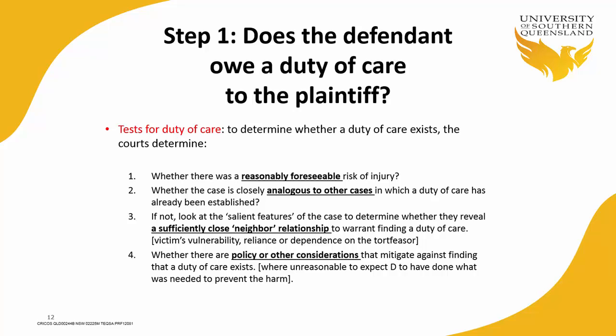Look at the salient features of the case to determine whether they reveal a sufficiently close or neighbor relationship between the parties. And this idea of neighbor relationship between the parties is something that we can talk more about when we look in more detail at the case of Donoghue v Stevenson on page 125, 126. That's really where the neighbor principle comes from, and it's basically a statement by Lord Atkin that initiated this whole area of negligence that we have today.